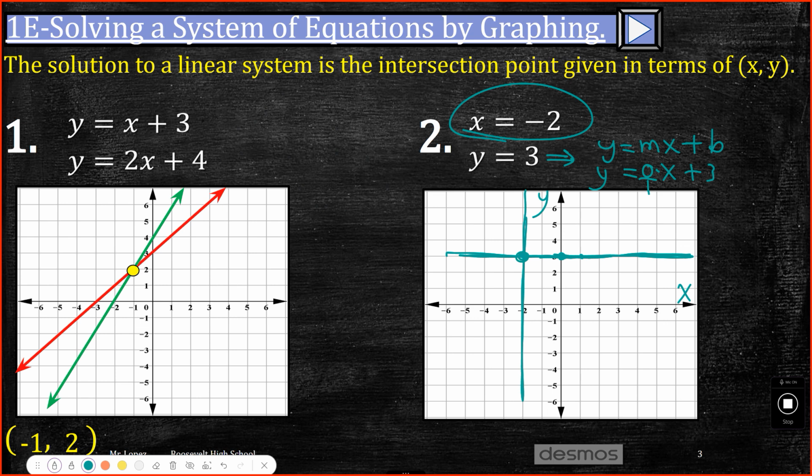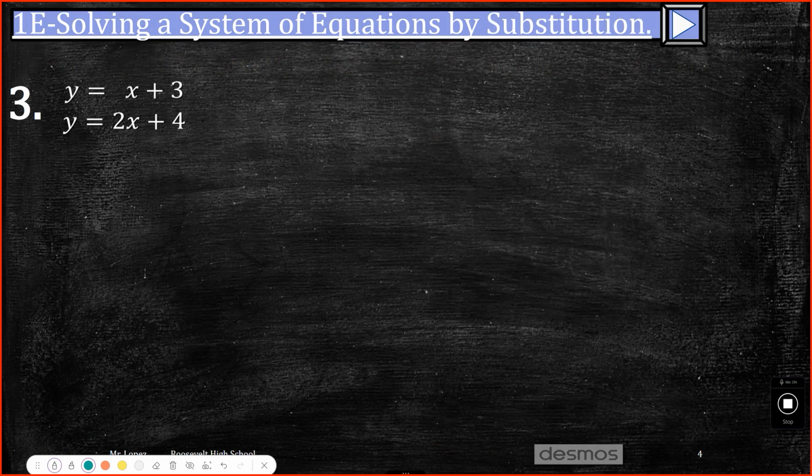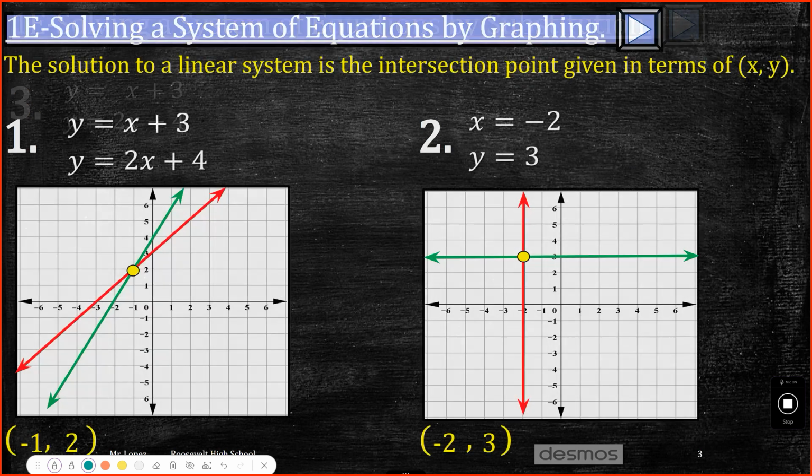So the solution, where they cross each other, is telling you that x is negative 2 and y is 3. And we're done. The crossing point is at negative 2, 3. That's the solution for both. All right, then we're going to do the next one.